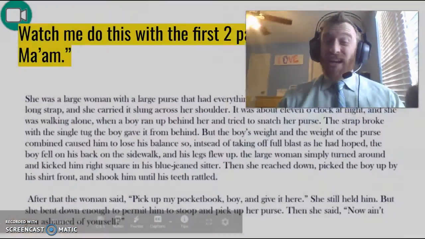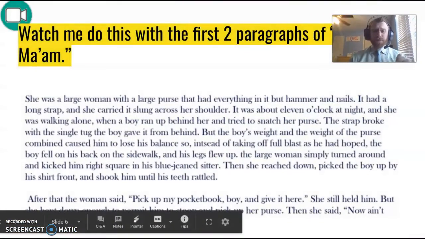So I want you to watch how I annotate the first two paragraphs of Langston Hughes' Thank You, Ma'am, as I'm jotting notes to myself as I read. So let me show you.